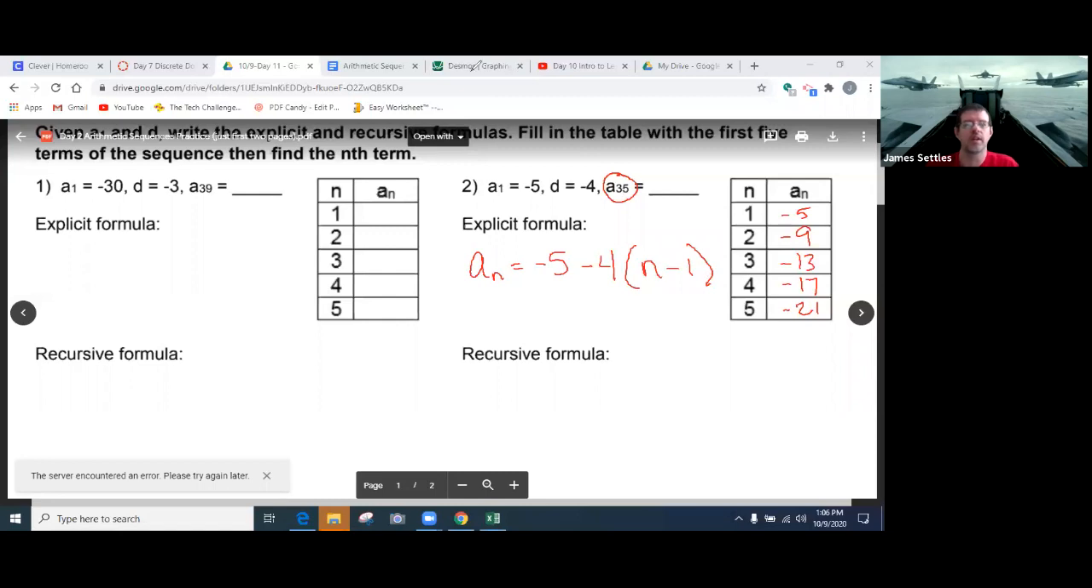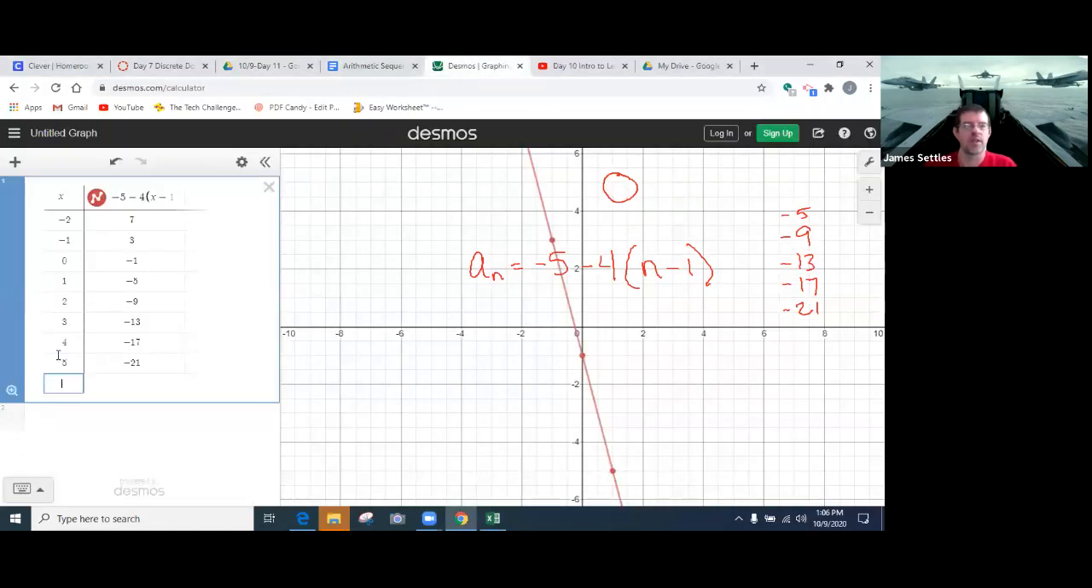So we're going to click on the Desmos. And this is what, I know that you guys work with me, but at some point you want to just go practice this on your own and go try to see if you can extend your table and get this to 35, because this is what you'll be doing on a test. All right, so at 35, it's -141.